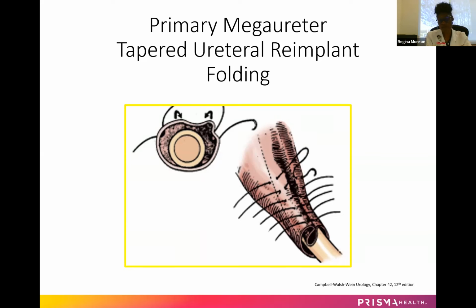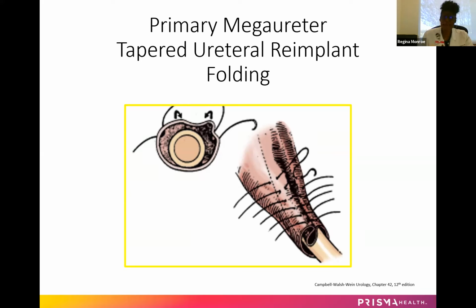So effectively, when you've imbricated, you defunctionalize that folded segment. The good thing about an imbrication technique is that you preserve the blood supply. You preserve all the blood supply to the ureteral walls that's left intact. And I think it's a good technique when ureters are less than 2 centimeters.